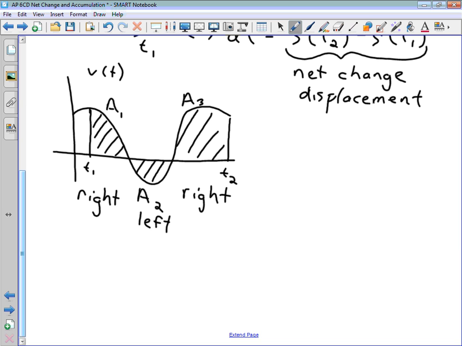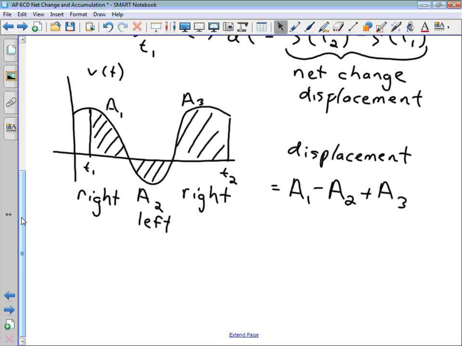So if we're doing the displacement in terms of these areas, we have to think about these again as positive areas and negative areas and then positive areas again. So we would do something like A1 minus A2 plus A3, okay? Because these would work out to be positive and negative.